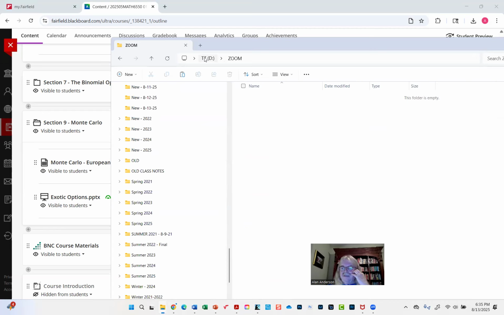I think the problem is that Zoom is wonderful as far as it goes, but it really must be swallowing up all of my memory on this computer because it is just as slow as molasses right now.